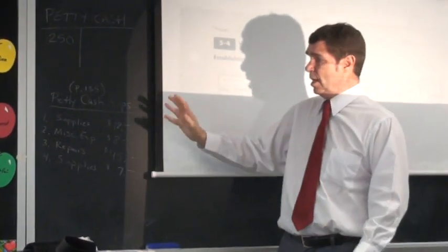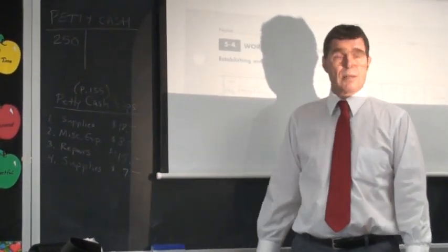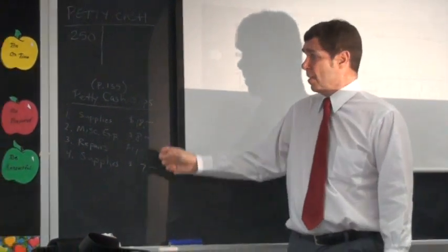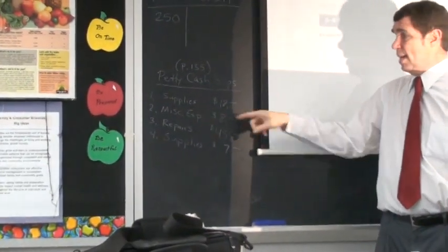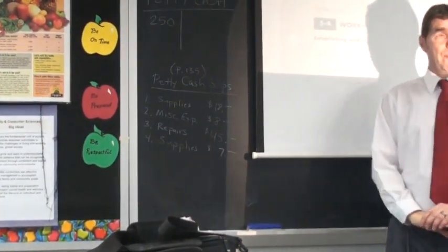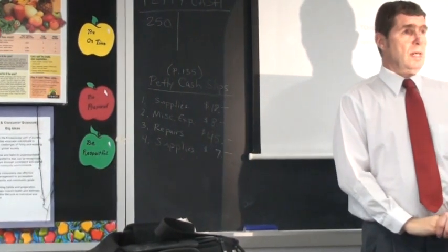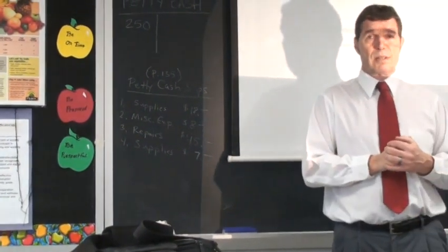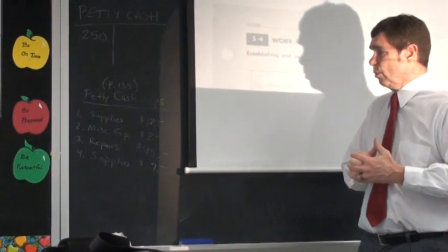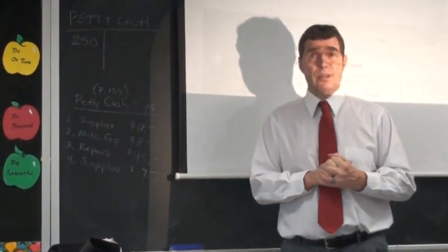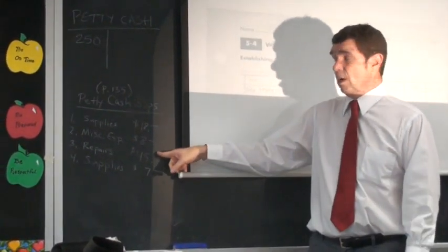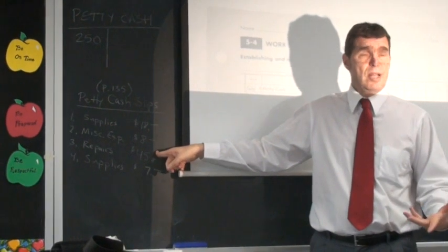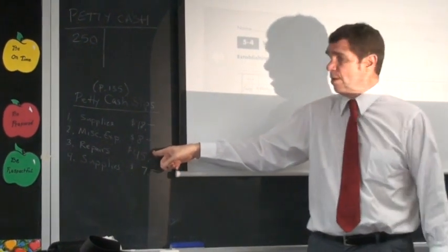At some point in July, we bought supplies, we're saying, for $18. And then a second petty cash slip was filled out for $8. Miscellaneous expense is the account that we're attributing that $8 payment to. Then we had a $45 repair. Maybe the copy machine needed repaired or something in the office needed repaired.